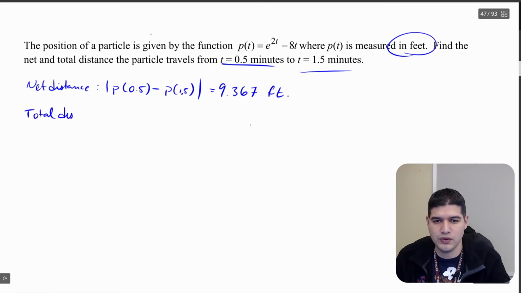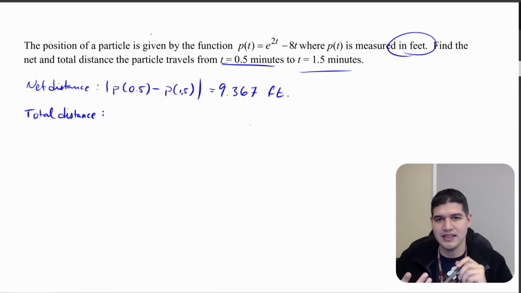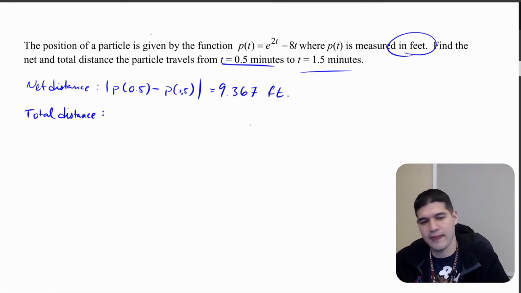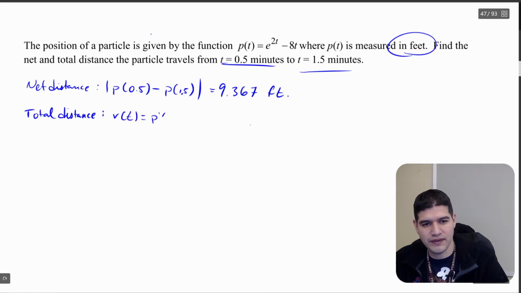How are we going to find the total distance? Well, as we showed in the last video, we need to check to see if the velocity ever equals 0, and then do some analysis around that. So what is the velocity? Velocity is equal to the derivative of our position function, which is 2e to the 2t, because of the chain rule, minus 8.